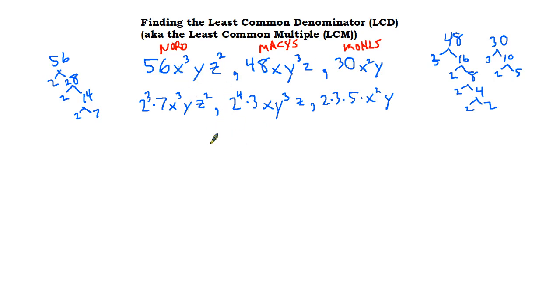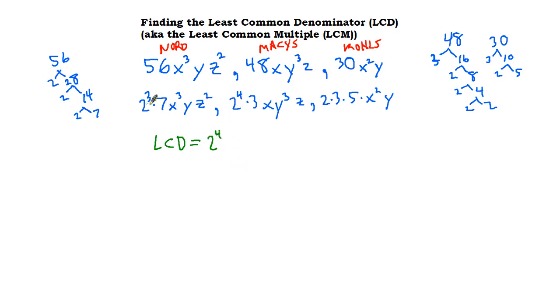Here's what we're going to do. We're going to do backward shopping. See how Nordstrom's has a 2 to the third power, and Macy's has a 2 to the fourth power, and Kohl's has a 2 to the first power? We want the most expensive 2 we can get, and Macy's has it. It's the fourth power. So in our LCD, we're going to start collecting the most expensive of each item that are at all the stores. So there's a 2 to the fourth power.